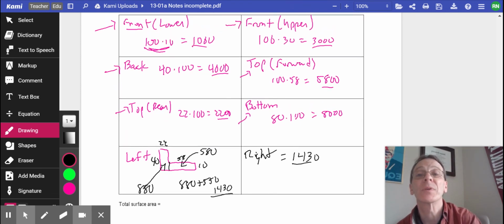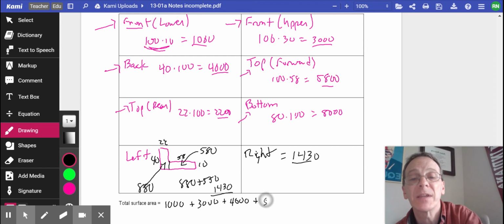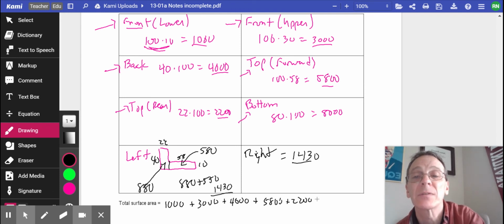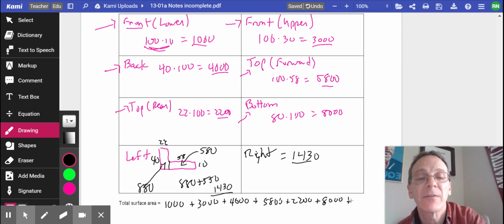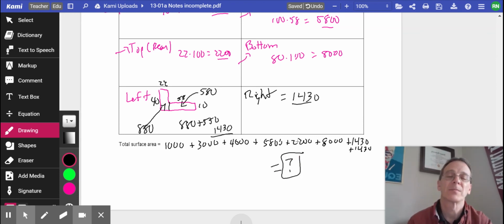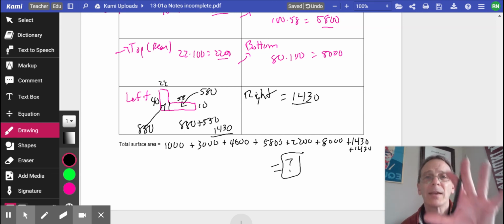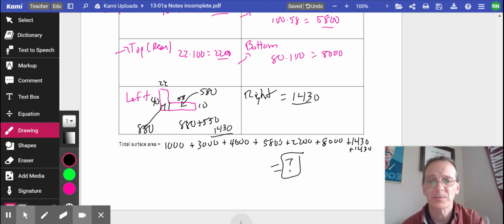So what would the total be here? Well, we got 1,000 from the lower front. We got another 3,000 from the upper front. We got 4,000 from the back, which was all one piece. We got 5,800 from the forward top. We got 2,200 from the rear top or ceiling. We got 8,000 for the entire floor or the bottom. And then we got 1,430 for the left and 1,430 for the right. Total all that up, whatever it is. I'm not going to take the time to punch a bunch of numbers in a calculator, and I didn't work it out ahead of time. The answer is not nearly as important as the process, and we can all punch these numbers in and get an answer.